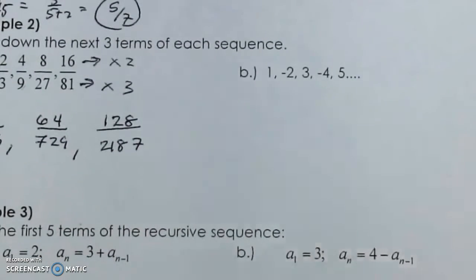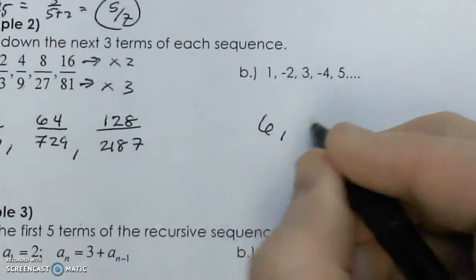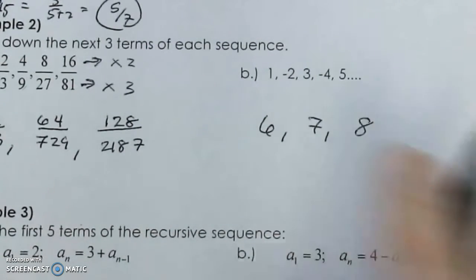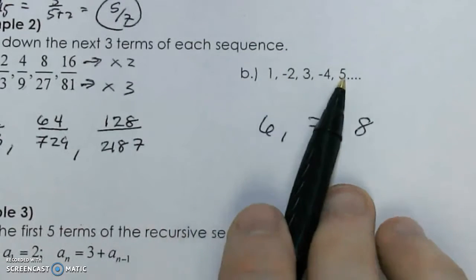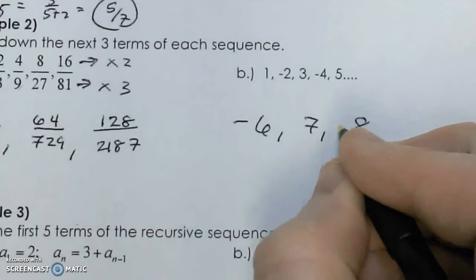If we look at B, it looks like we're going up 1 each time. So the next numbers will be 6, and then 7, and then 8. But we also notice that the negative alternates. So it looks like the even numbers are negative and the odd numbers are positive.